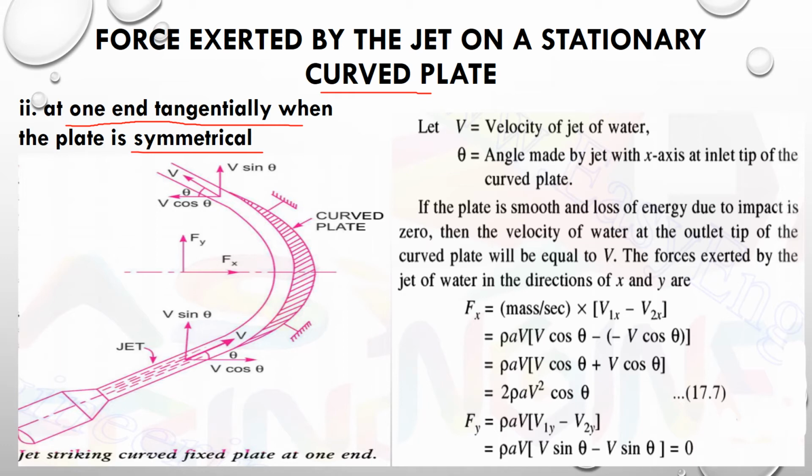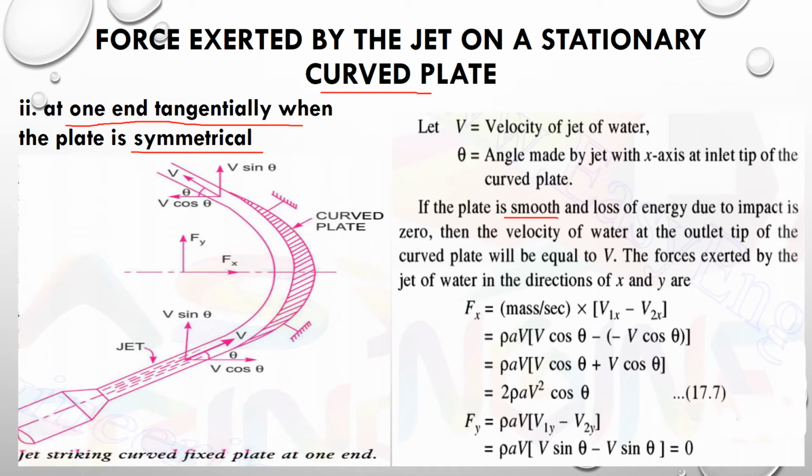Next, in the next section, we have the unsymmetrical case. There we will explain more about the difference in angles. So here again, let V be the velocity of water, and theta is the angle made by the jet with the x-axis at the inlet tip of the curved plate. You can assume the plate to be smooth and there will be no losses.